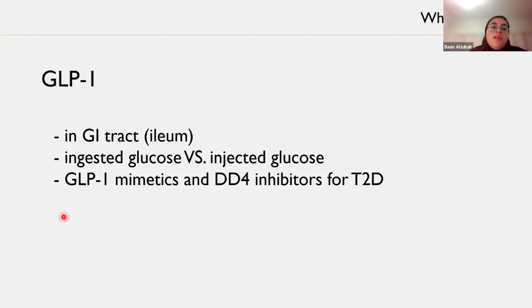So if you give GLP-1 mimetics and DPP-4 inhibitors to type 2 diabetics, this is a pretty good treatment solution for type 2 diabetics. GLP-1 mimetics increase the absorption of glucose since they increase insulin secretion, and DPP-4 inhibitors just mean it prolongs GLP-1 from being inactivated. It just prolongs its existence.